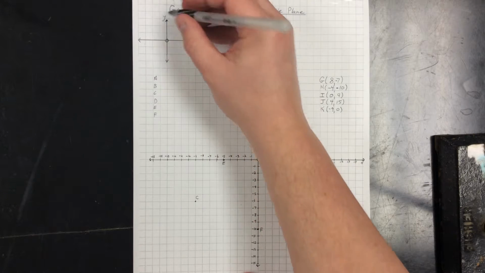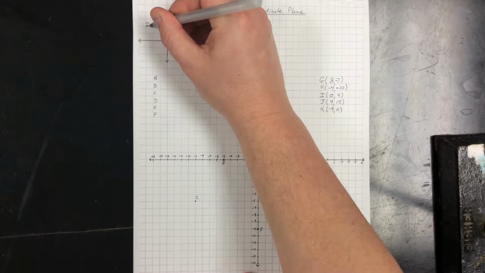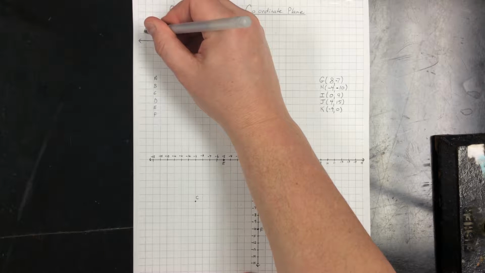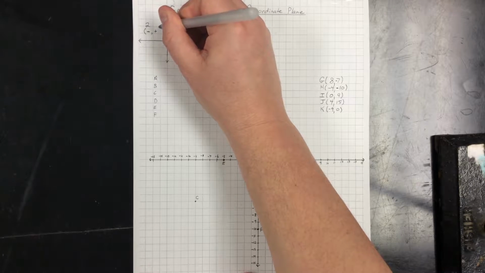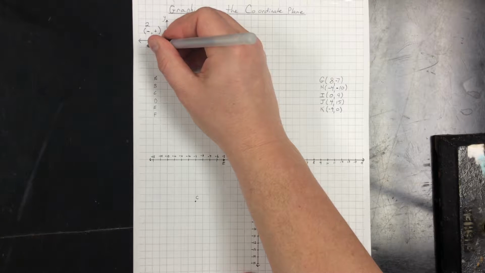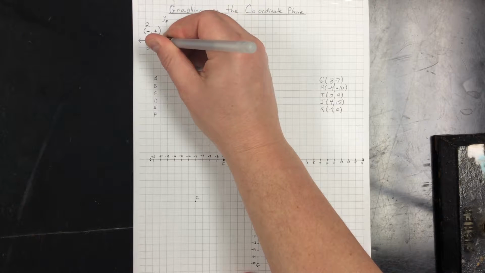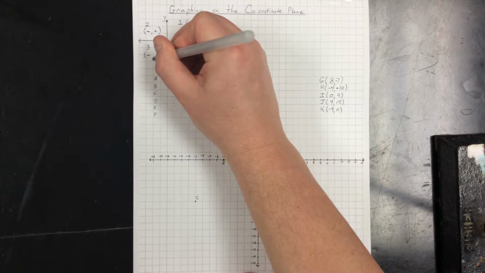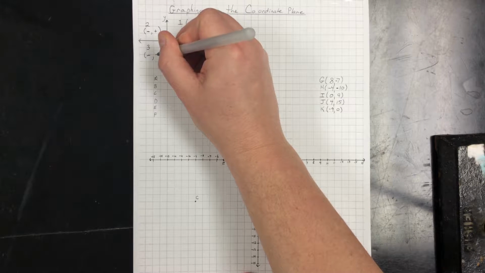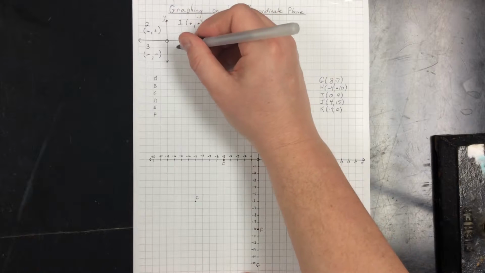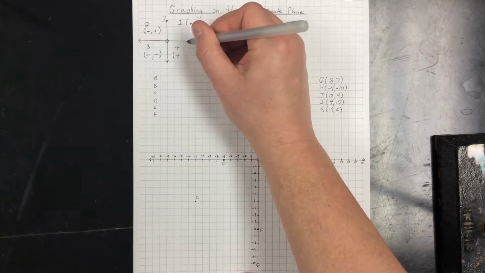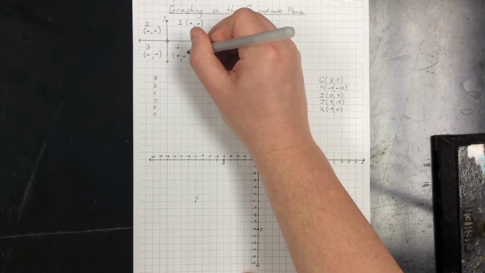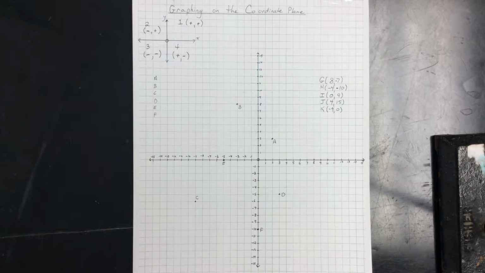But today when we move into the second quadrant, our x values, which always come first, are going to be negative, but our y values are still going to be positive. In our third quadrant, we're going to have a negative x and a negative y. And in the fourth quadrant, we're going to have a positive x and a negative y. There's the pattern that we're going to follow.